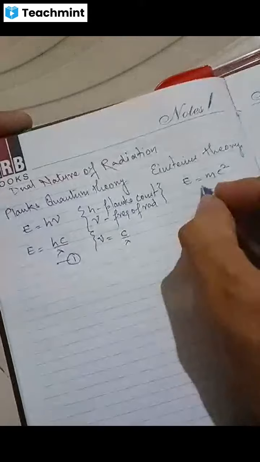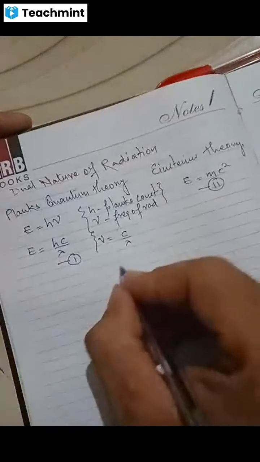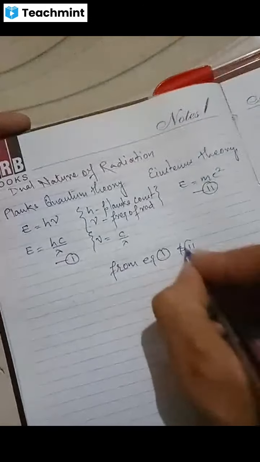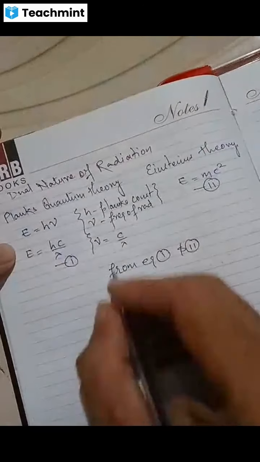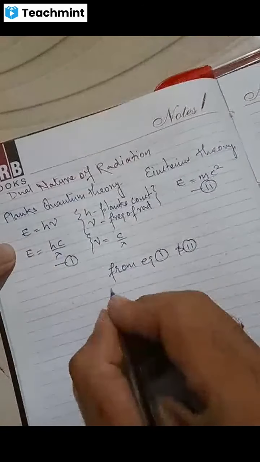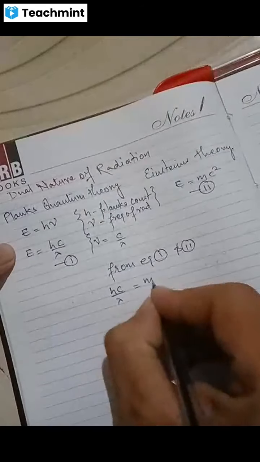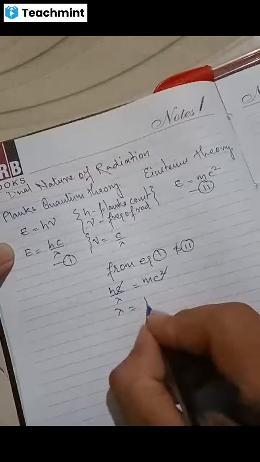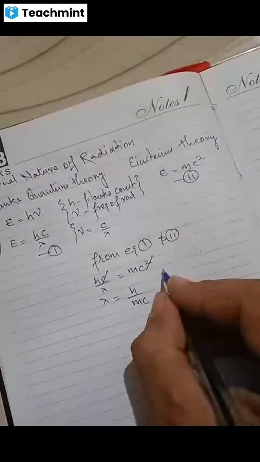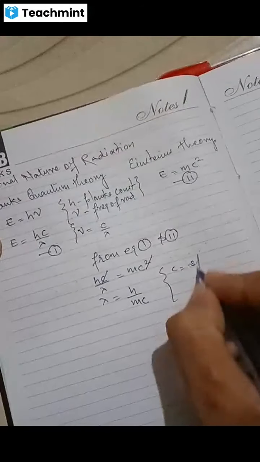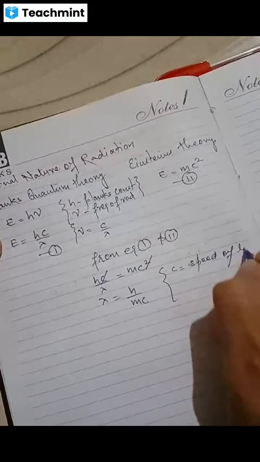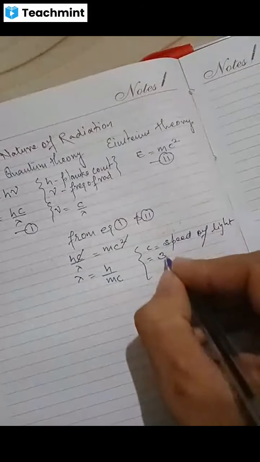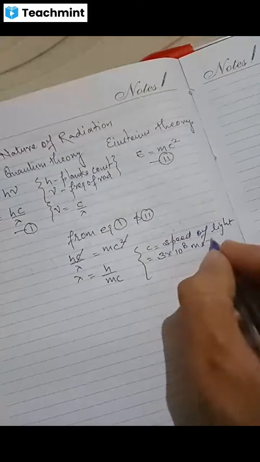You can take this to be equation 1, this to be equation number 2. So from equation 1 and 2, what you will get? This is hc by lambda, which is equal to E. This is mc square, which is equal to E. So from 1 and 2, you will get hc by lambda is equal to mc square. Now this term will be cancelled. You will get lambda is equal to h upon mc. Here c is the speed of light, whose value is 3 into 10 to the power 8 meter per second.